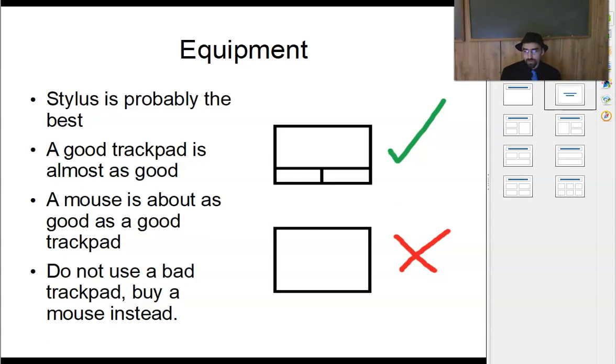You run into all sorts of issues where you're trying to click and drag and you move your thumb a tiny little bit and suddenly it zooms in or zooms out and doesn't actually do what you need it to do. Try to avoid using bad trackpads. Somewhere in between a good trackpad and a bad trackpad is a mouse.